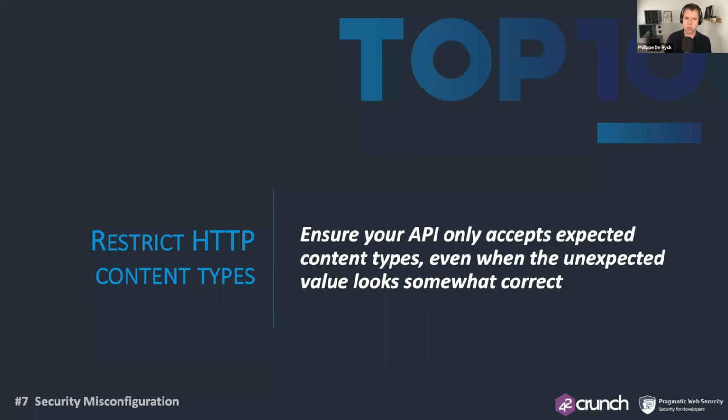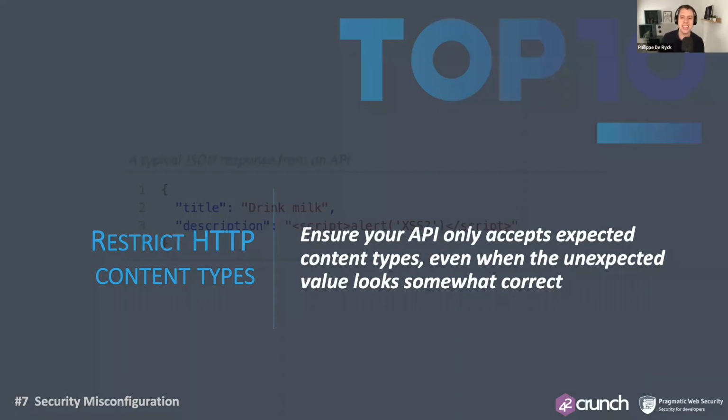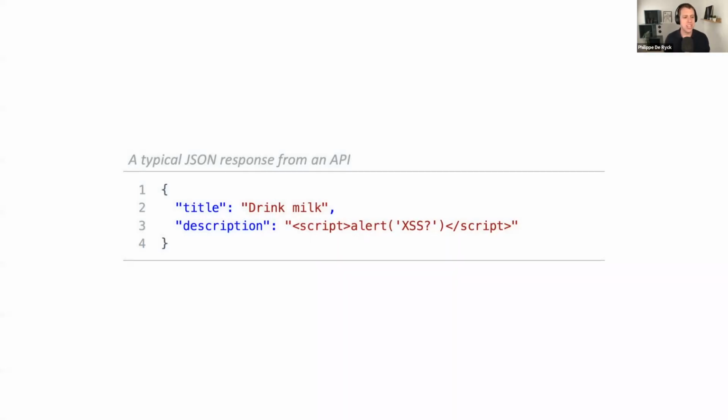In a browser-based world, there's a lot of things that can go wrong. Let's put it like that. Here's a JSON response from an API. Looks a bit funky, right? The title is still correct, but the description contains HTML code. JavaScript HTML, basically. This will execute JavaScript code, will it?